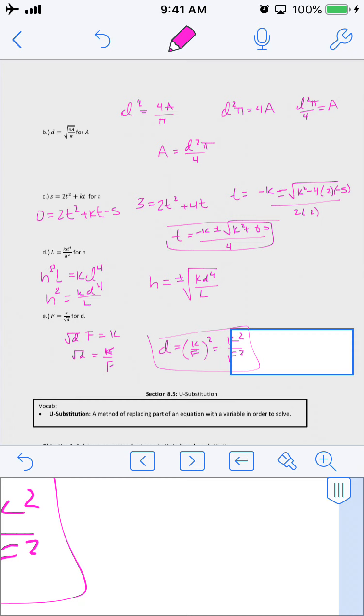Alright, so this is a quick section. It wasn't nearly as long as the last one, but it just kind of shows us some more things we can do with quadratics.